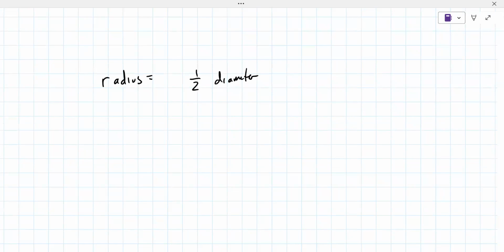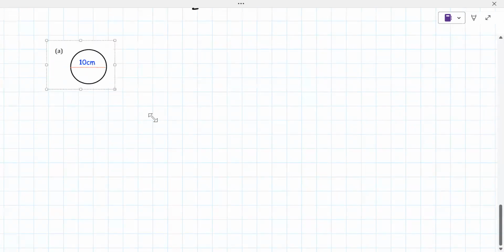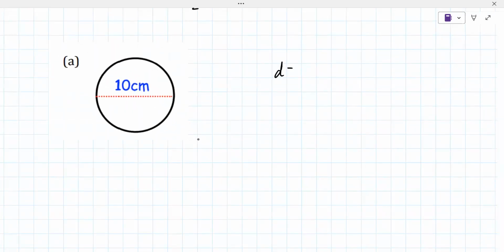So it would be the diameter divided by 2. In this problem, they're telling you that the diameter is 10 centimeters. What is the radius? Well, you have to cut that 10 in half. 10 divided by 2 is 5 centimeters. And then if you wanted the circumference, you would do pi times diameter, times that by 3.14.